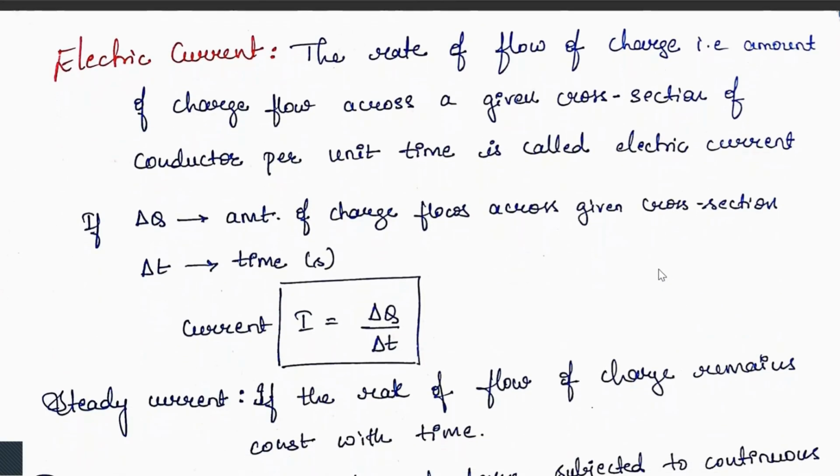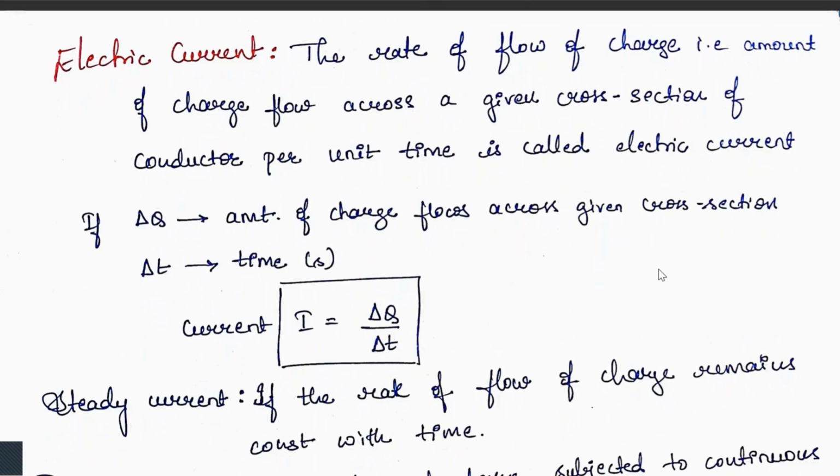The rate of flow of charge, that is the amount of charge flowing across a given cross section of a conductor per unit time, is called an electric current. Delta Q will be the amount of charge that flows across the given cross section, and delta T will be the time in seconds. So current I is given as delta Q divided by delta T.